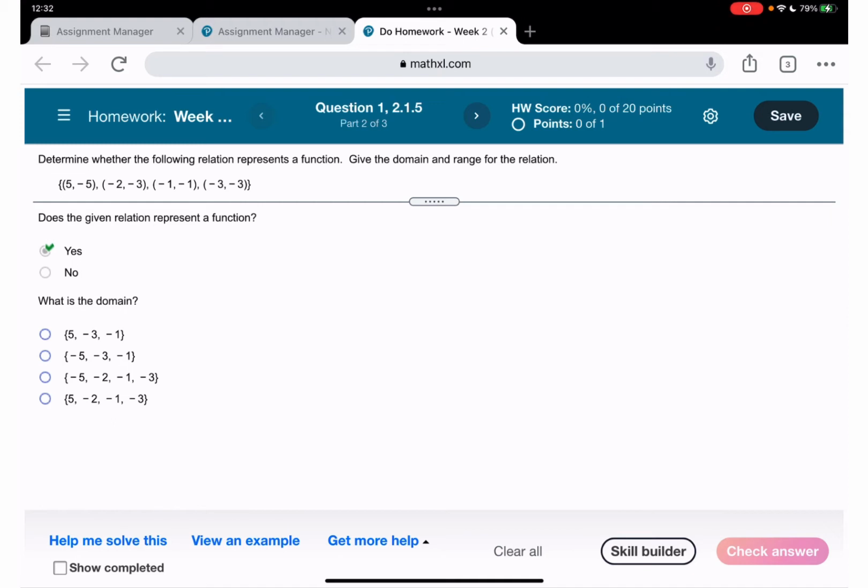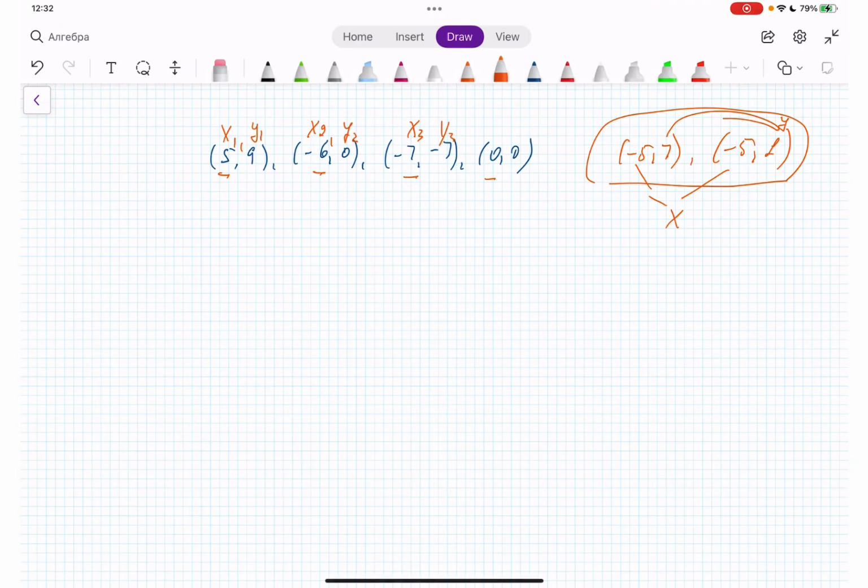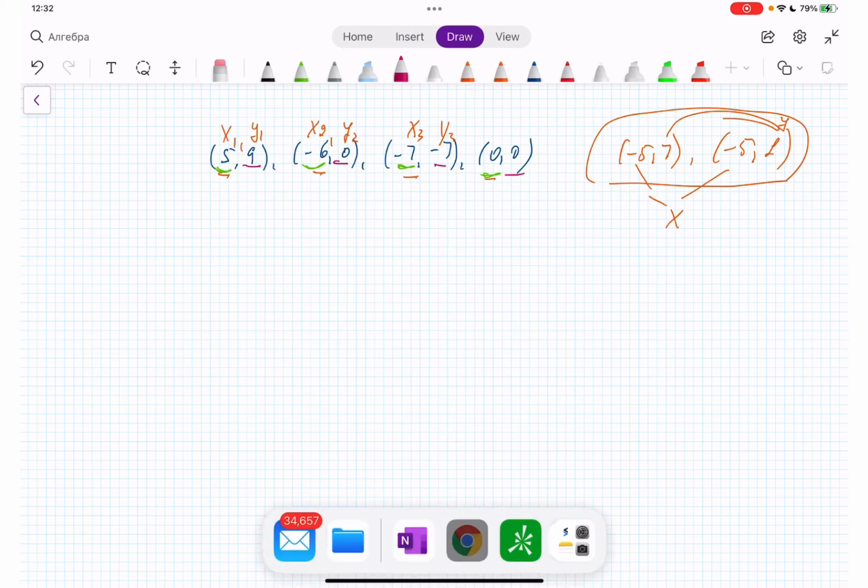So value of x in these coordinates represented as a domain, which means every first coordinate in this parenthesis, let me bring here, not this one. Every first coordinate is a domain, -5, -6, -7, and 0. And the range is going to be y's, all y's. 9, 0, -7, 0. Back to our problem.